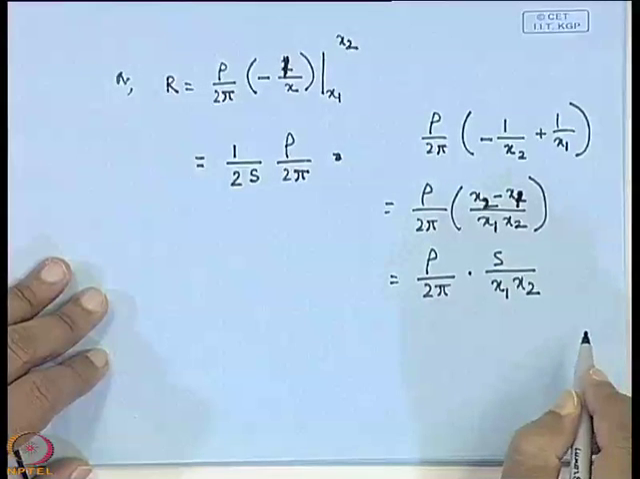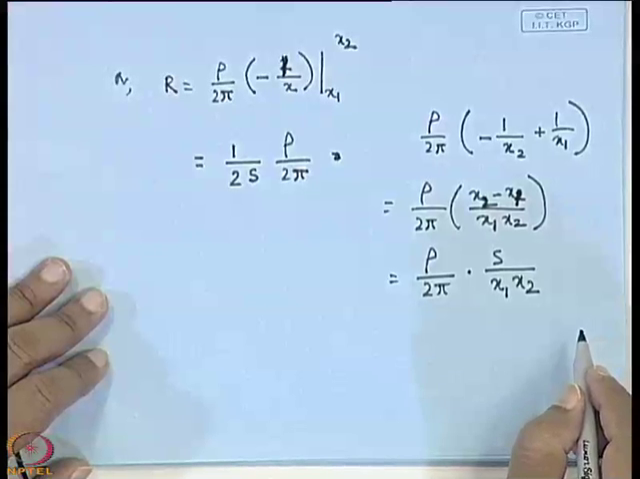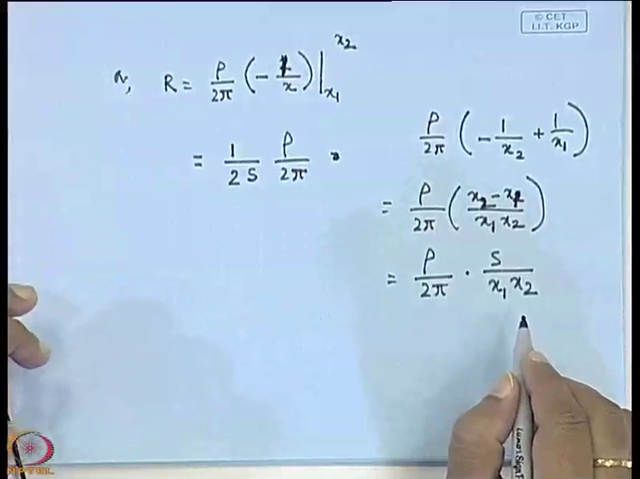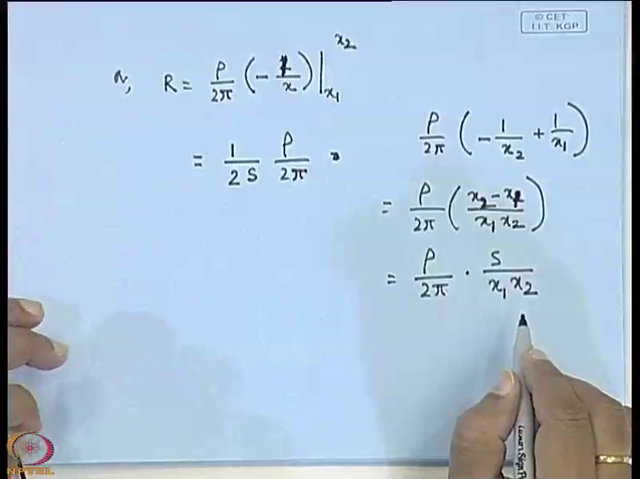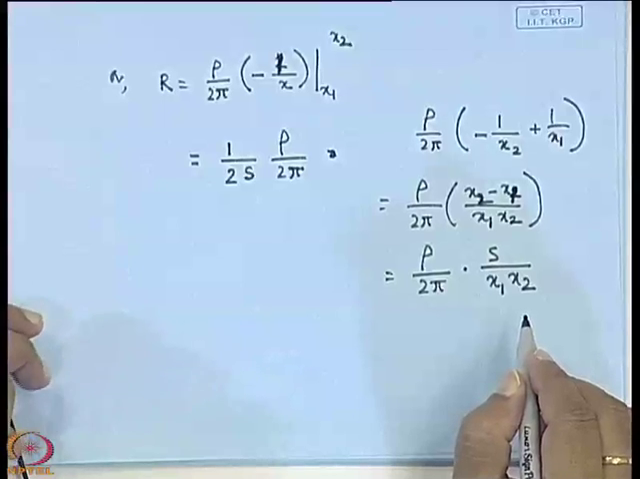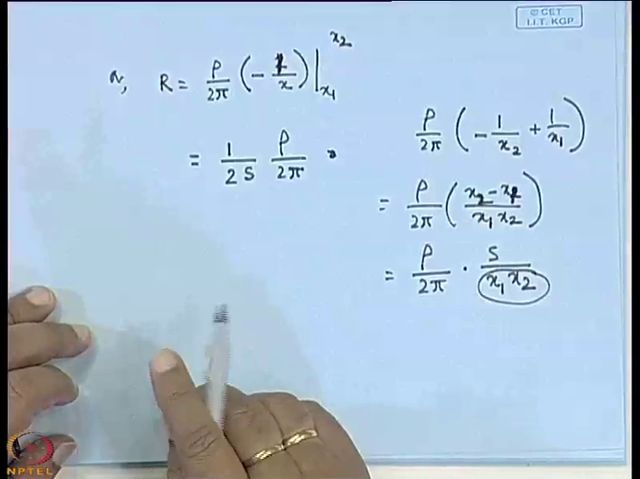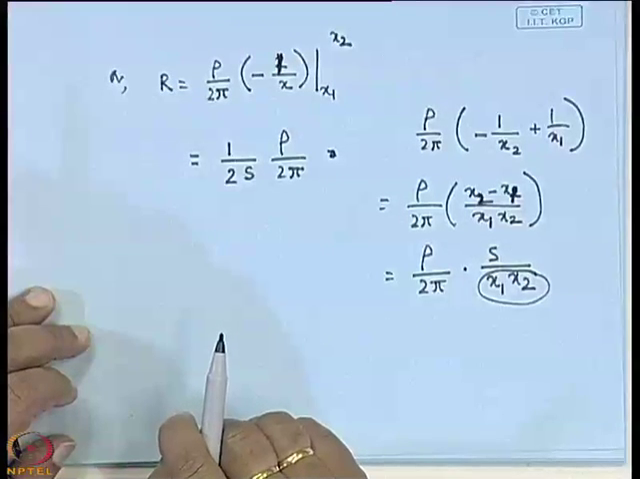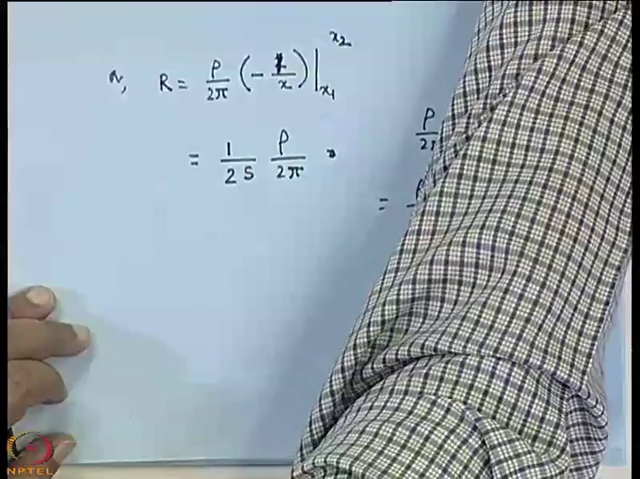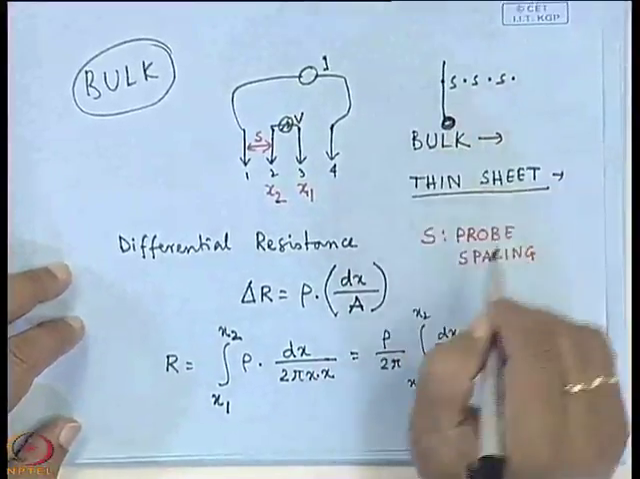Then what is the value of x 1 into x 2? What is x here? Suppose this is your 0. Suppose this is your coordinate axis 0.